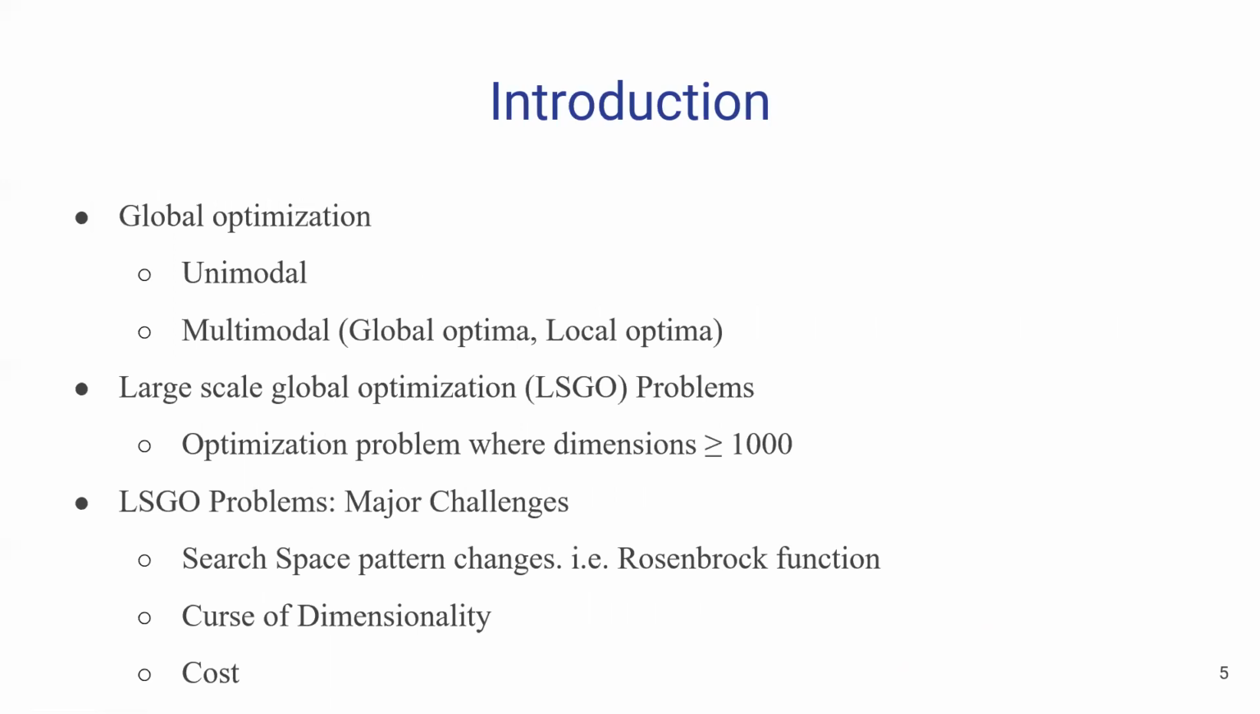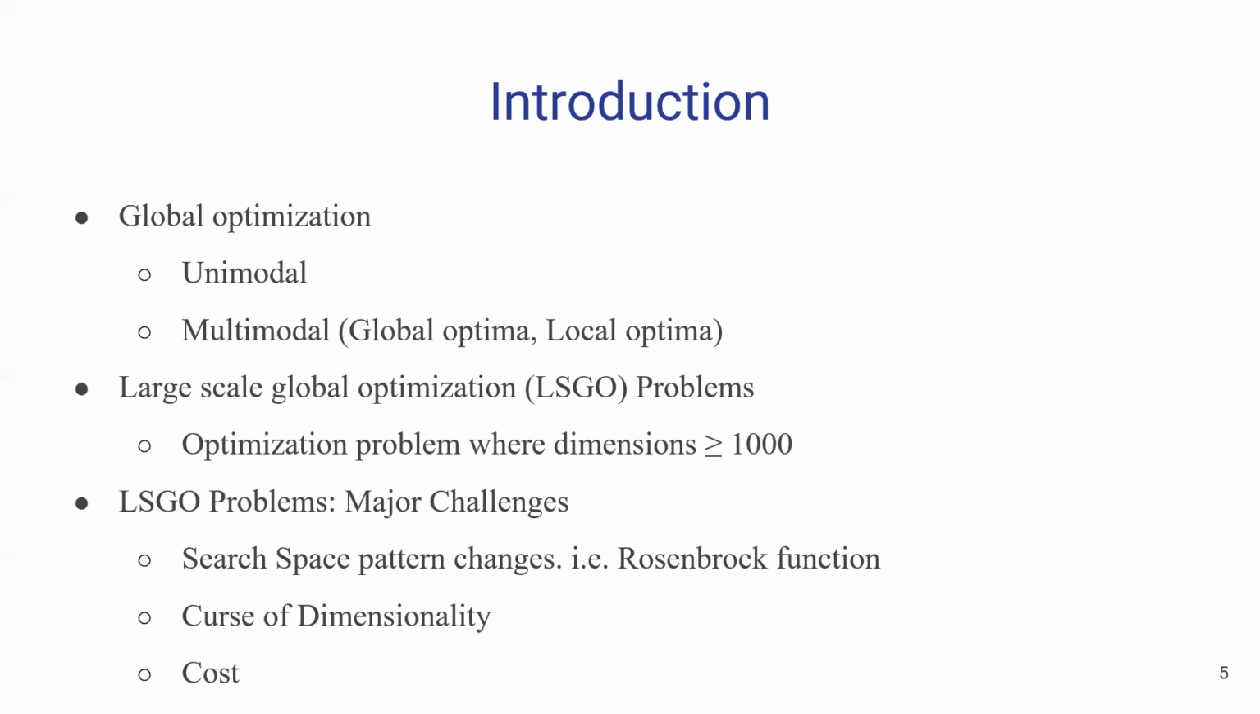Global optimization functions are mainly divided into two types: unimodal and multimodal functions. Unimodal functions are relatively simple with a single optimum, while multimodal functions may have multiple global and local optima. Global optimization problems are further classified as large-scale global optimization problems when the number of decision variables increases beyond 1000 dimensions. With large-scale global optimization, there come new challenges.